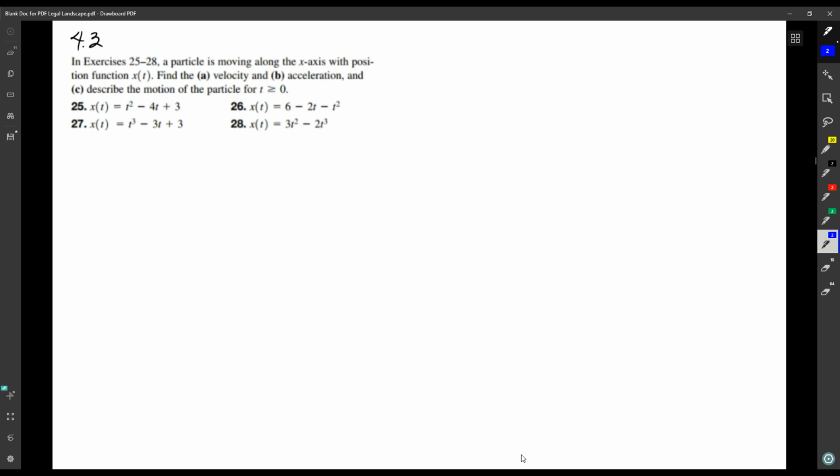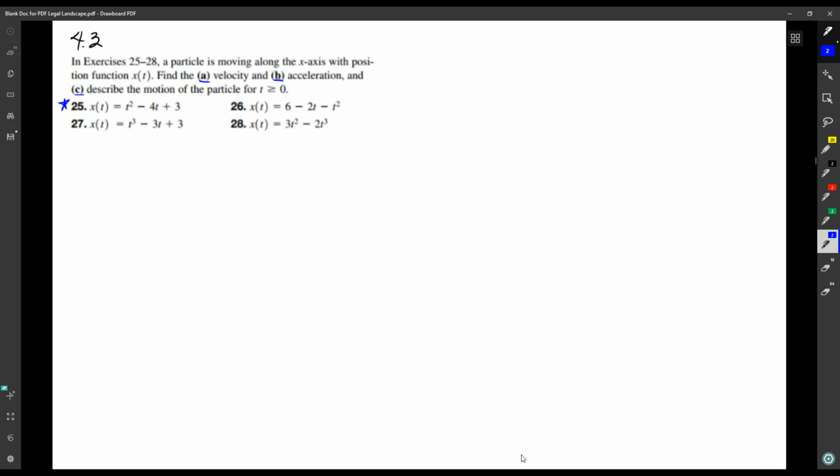Here's number 25 from section 4.3. A particle's moving along the x-axis with position function x of t. We're asked to A, find the velocity, B, find the acceleration, and C, describe the motion of the particle for time greater than or equal to 0. So we're going to look at 25 first. There's our position function x of t is equal to t squared minus 4t plus 3.